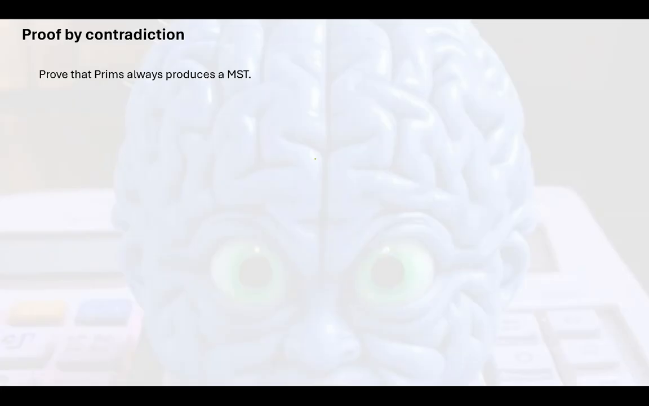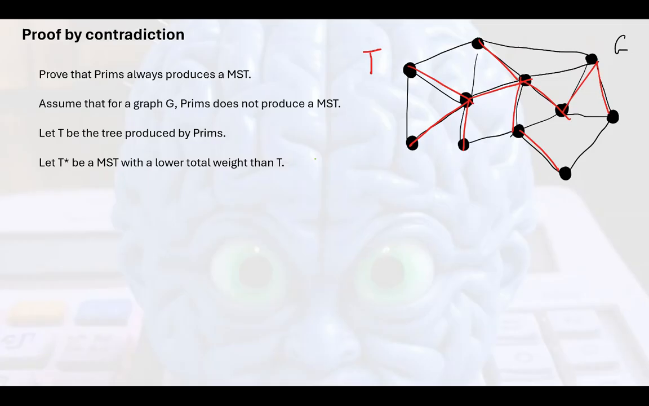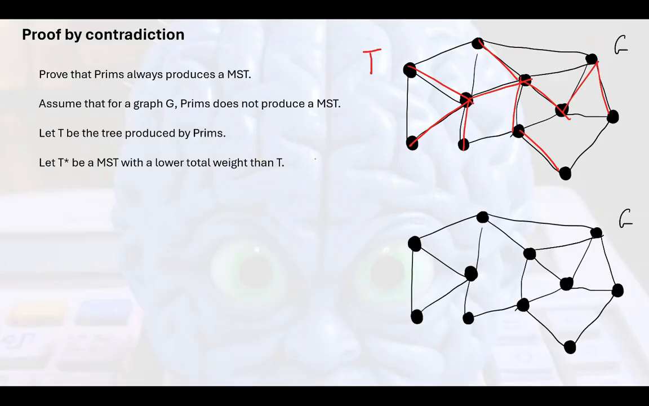So we're going to prove that Prim's always produces an MST. And it's a bit like proof by induction. In any of these questions, you should hope to be able to get the first mark, which is making your assumption. So assume that for some graph G, Prim's does not produce an MST. These pictures here are obviously just to help you understand what's going on. Here's a graph G. Let T be the tree that Prim's produces. So Prim's has produced T, which is in red. And we're going to assume that T star is another, well, an MST. It must have a lower weight than T, okay, for our initial assumption to be true.